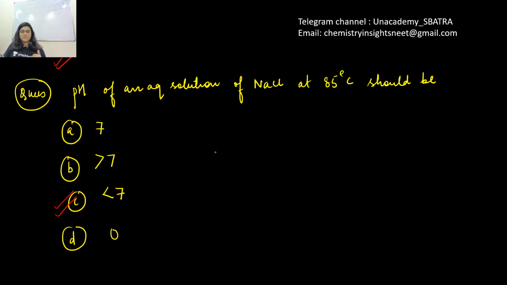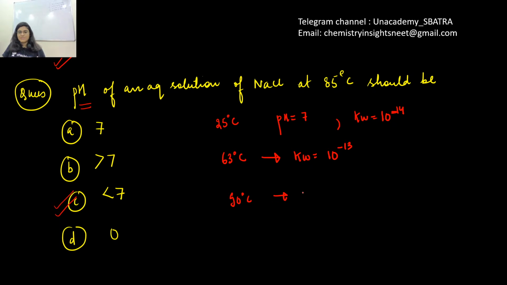How is the correct answer option number C? First of all, what you have to see is, at 25 degrees Celsius, what's the pH? pH is equal to 7, or can I say that Kw is equal to 10 to the power minus 14. At 63 degrees Celsius, what's the value of Kw? Kw is 10 to the power minus 13. And at 90 degrees Celsius, the Kw value is 10 to the power minus 12. These are the values.